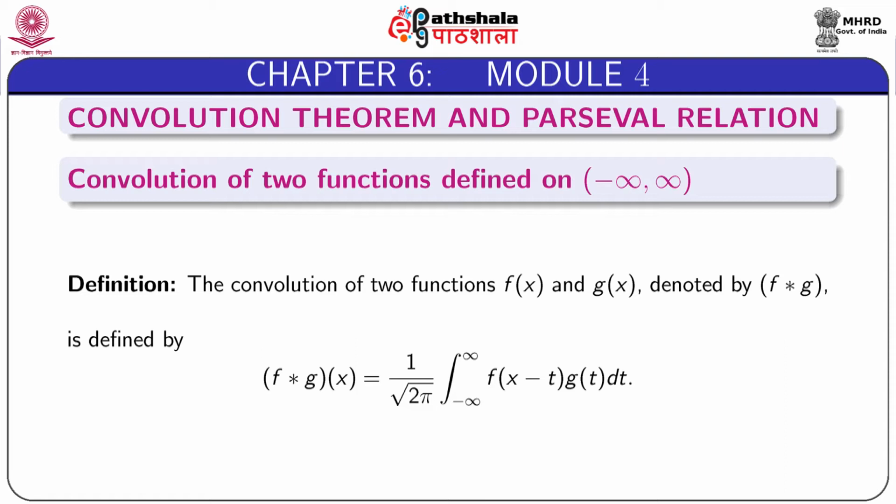First, we define what is convolution of two functions in minus infinity to plus infinity. The convolution of two functions small f(x) and small g(x), which is denoted by f star g, is defined by (f star g)(x) is equal to 1 by root 2 pi integral minus infinity to plus infinity f of x minus t into g(t) dt. This is the convolution of two functions f and g.